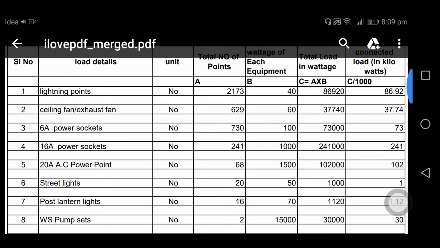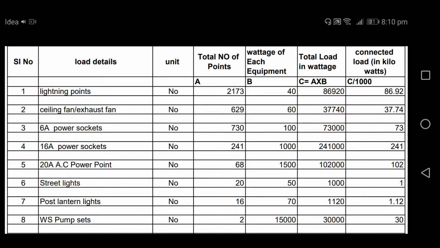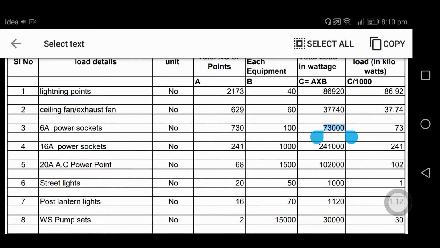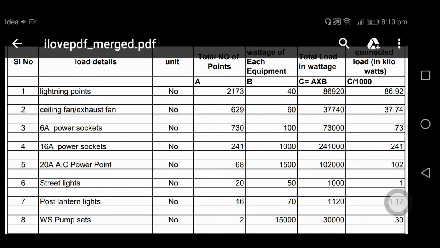So you have to list out the total number of equipment connected, and next the wattage of each equipment. Like now, I have listed 2173 as the number of light points, and I have considered each light point as 40 watts. Similarly, I have written the wattage of each and every equipment and the total number of points in the building. So 2173 into 40 is 86920. This is the total load in watts.